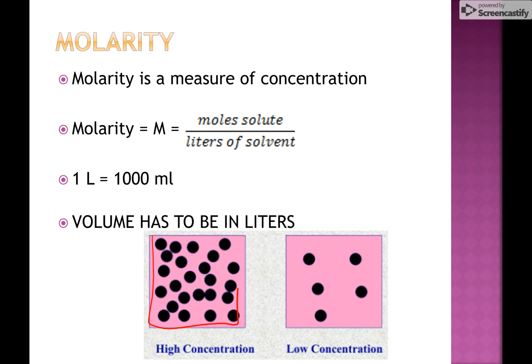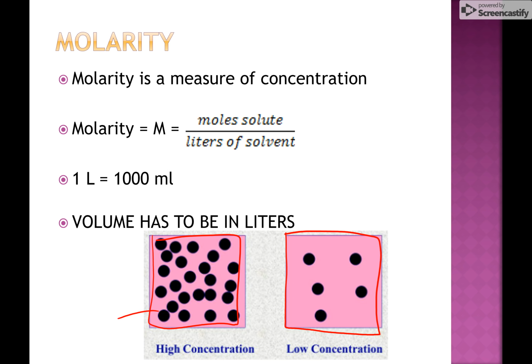This box on the left is the same size as this box on the right. But even though they're the same size, there are more black circles on the left box. So there are more black pieces. Those black pieces are more concentrated on the left-hand side. On the right-hand side, not as many black pieces, so there's a low concentration.